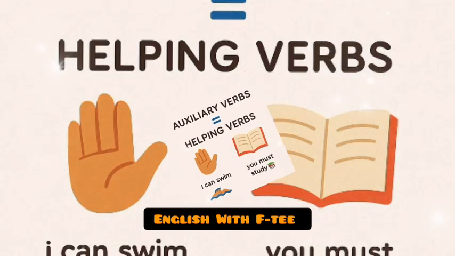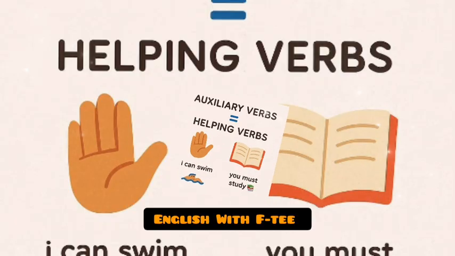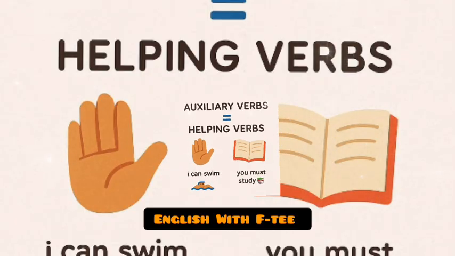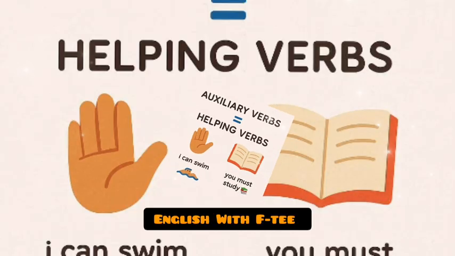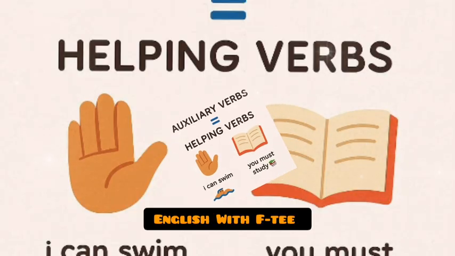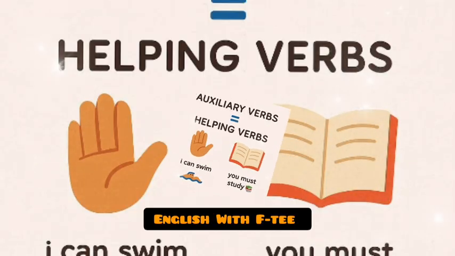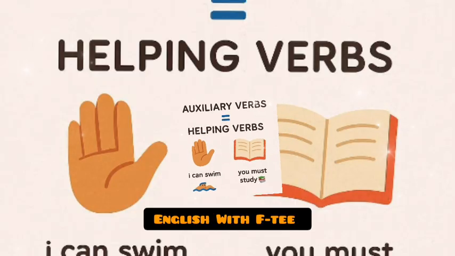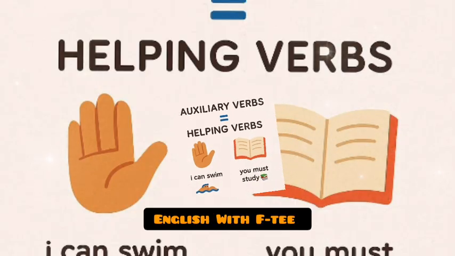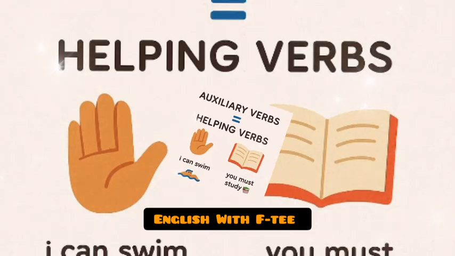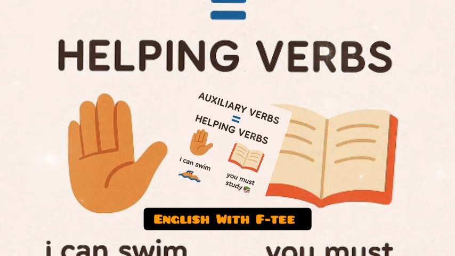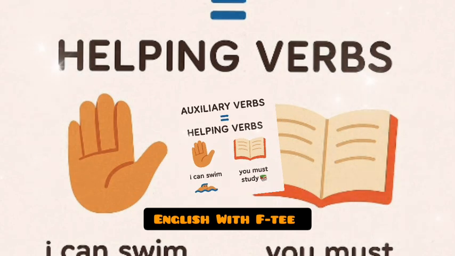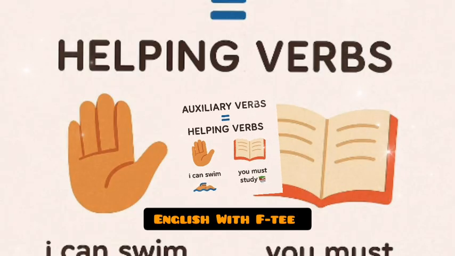And at number 11, we have used to. We use used to for past repeated action. For example, I used to live in Paris. When I was a child, my father used to bring chocolates for me. And at number 12, need to. We use need to for necessity. For example, if you want to pass the exam, you need to study hard.